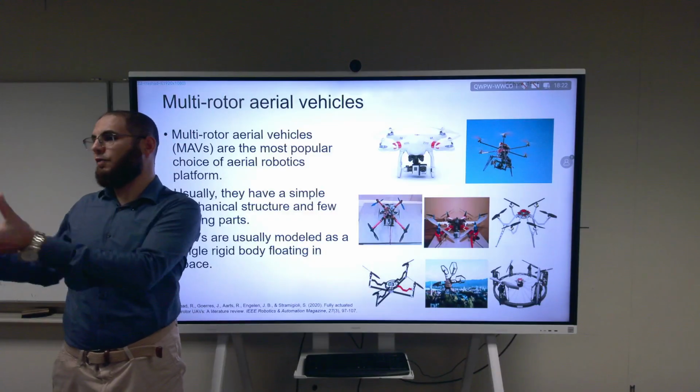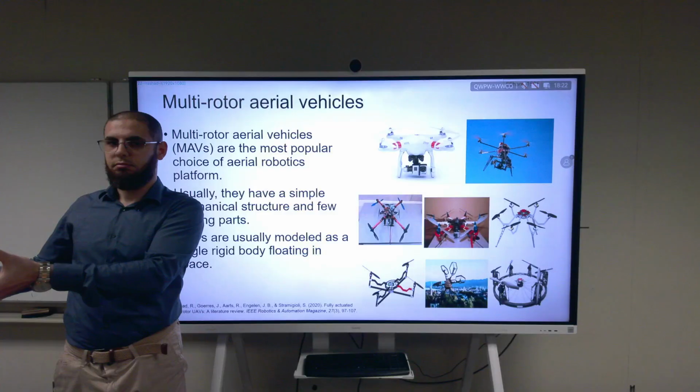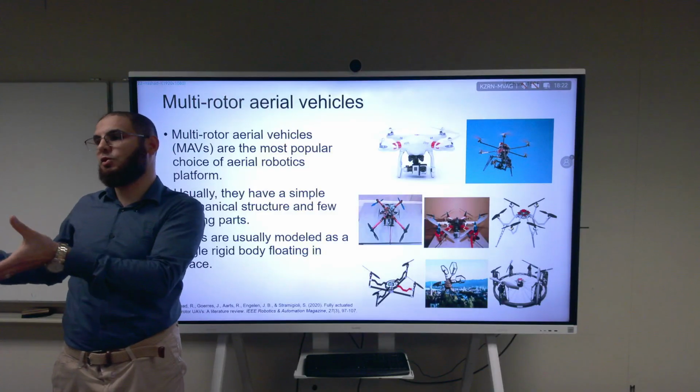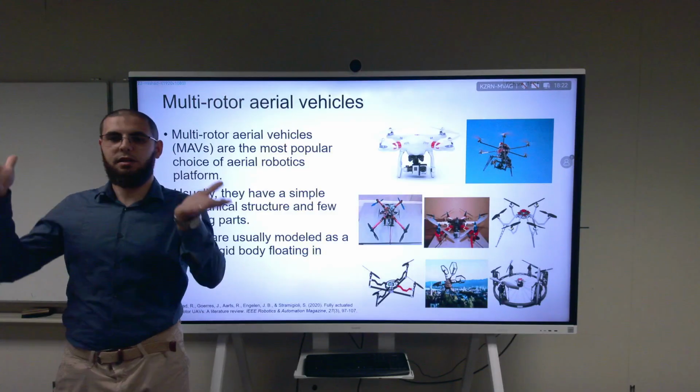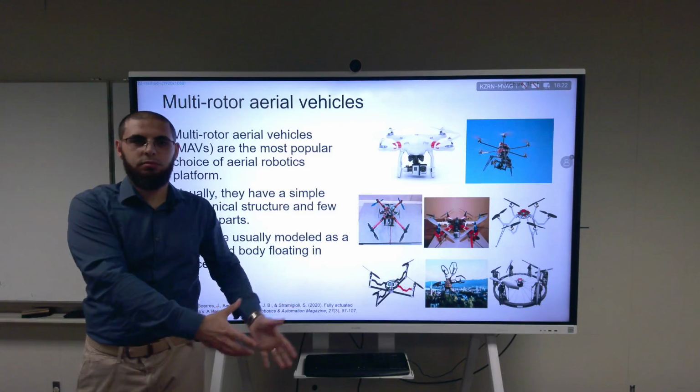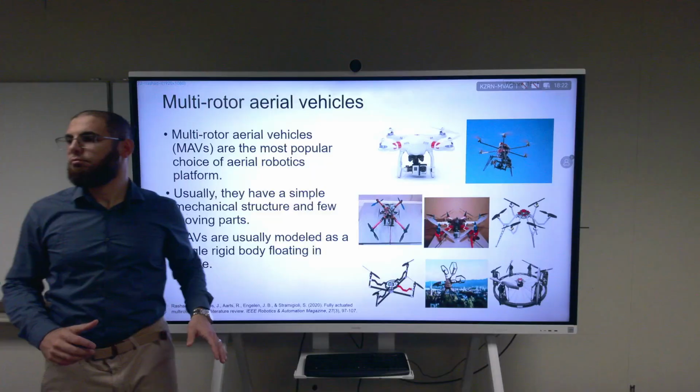What's the configuration space of one rigid body? 6. What's the configuration space called? SE3. So I want to control the drone, I do control in SE3.